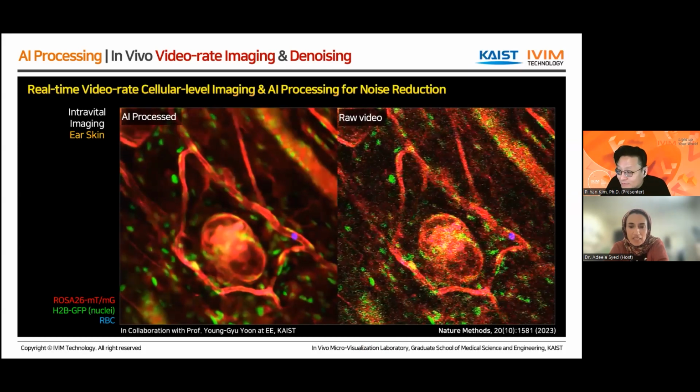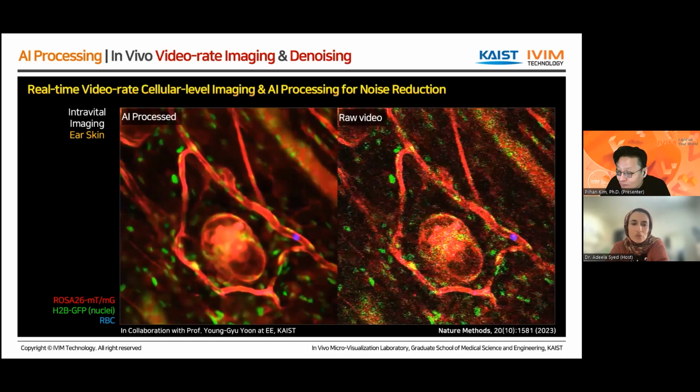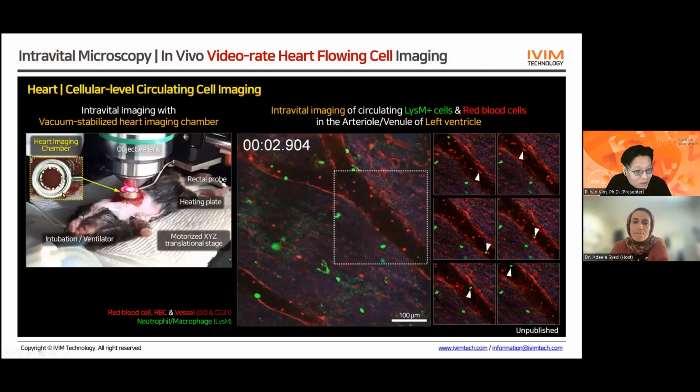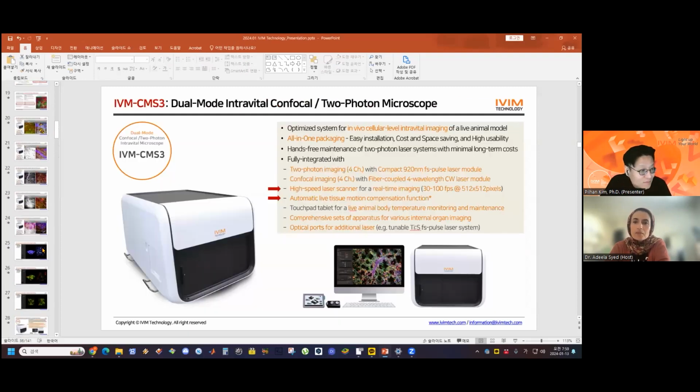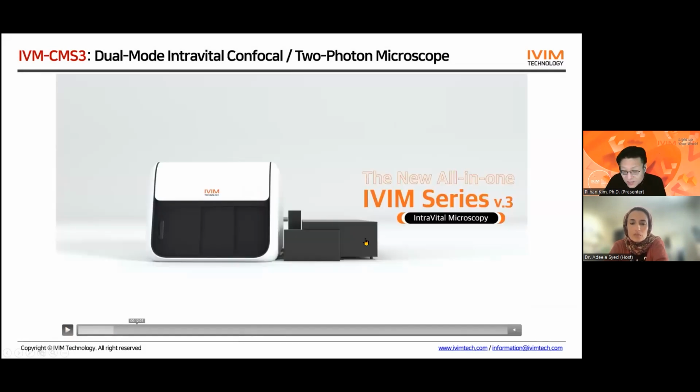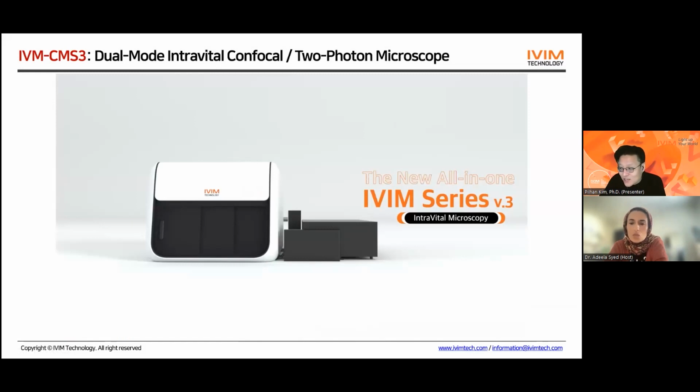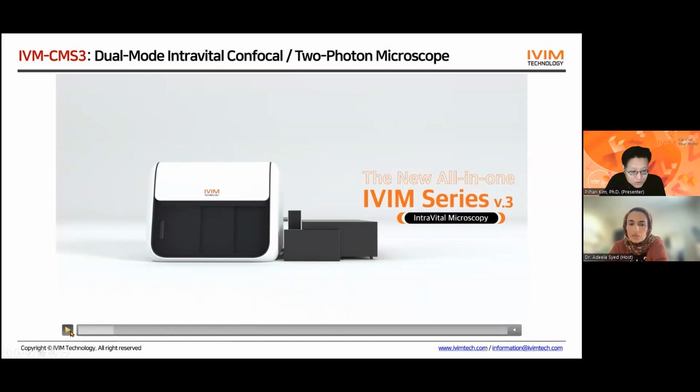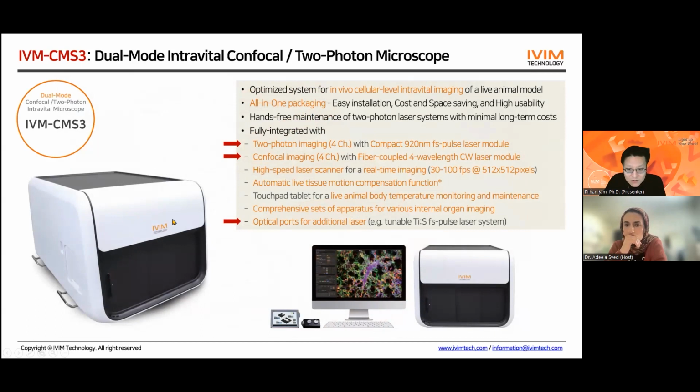Another question from Philip: is there any technical difference between the IVM CM3 and the IVM MS3? Let me go back. It's basically the same, using the same detector. But when we say CM3, it means we use external, conventional titanium sapphire lasers. In the case of the MS3, we use a fixed wavelength laser inside the microscope. That's the only difference: whether we connect an external laser, like a titanium sapphire picosecond pulse laser, or use the integrated fixed wavelength 920 nanometer picosecond pulse laser, which is the MS3.